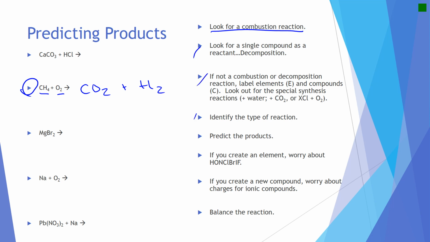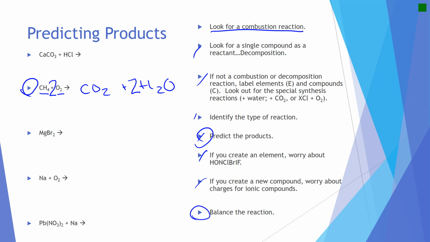Okay, I can kind of skip all these because I've already predicted my products. I don't have to worry about my Hunkelbriefs in this case because it's just the exact same product all the time. Don't have to worry about the new compound or charges. So now I'm going to balance the reaction. I need to balance my carbons first. They're already balanced. I'm going to balance my hydrogens next, so I put a 2 in front of there to make me have 4. Now I have 2 oxygens on the left and 4 on the right, so I'm going to put a 2 in front of that oxygen. So it goes 1, 2, and then my products are CO2 plus 2 H2O.